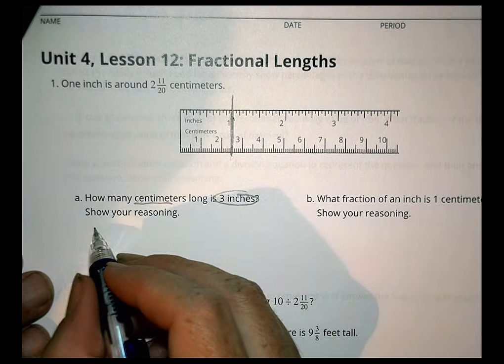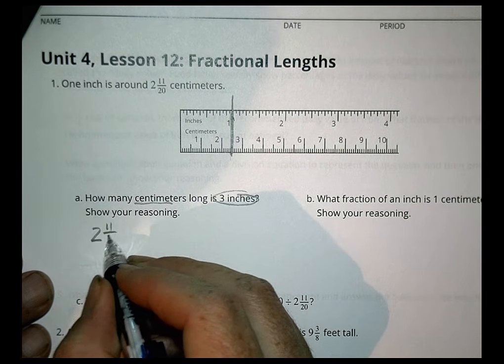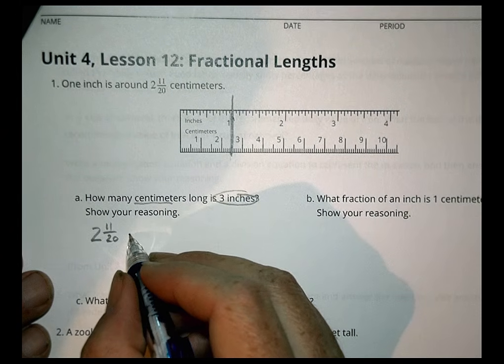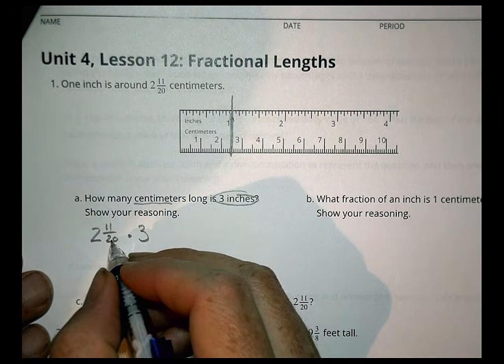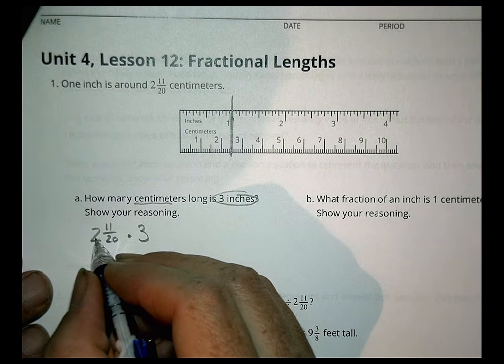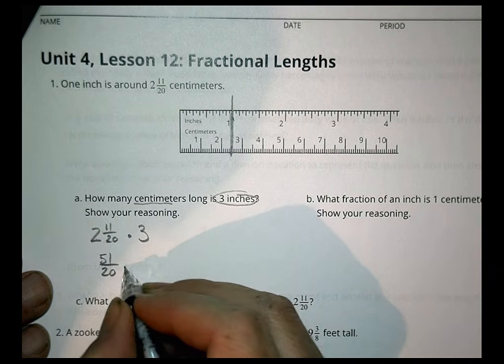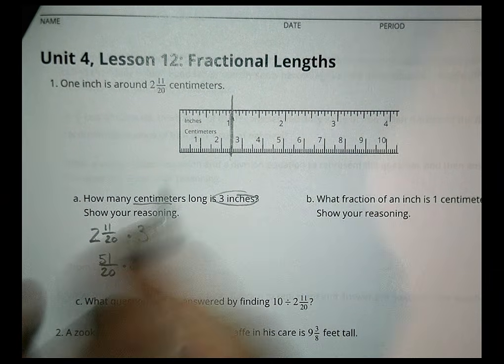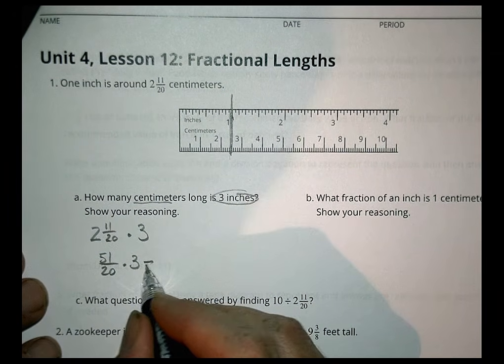Well, we know that 1 inch is 2 and 11/20 centimeters, and we're asking how many 3 inches are. So basically we're multiplying by 3. So 20 times 2 is 40, plus 11 is 51. So we have 51 over 20 times 3. Now, we don't have to flip anything, we're just multiplying. So it just is that simple.